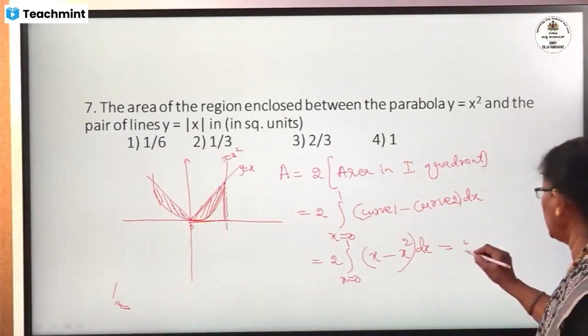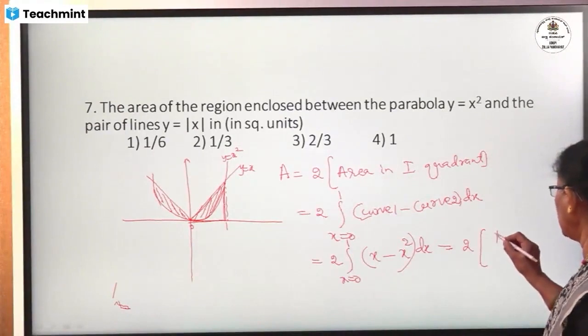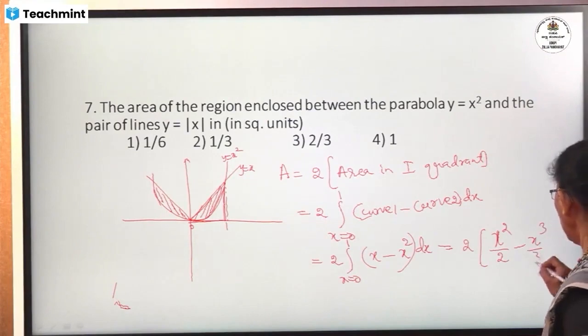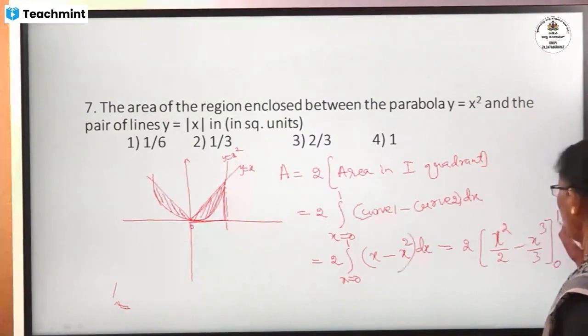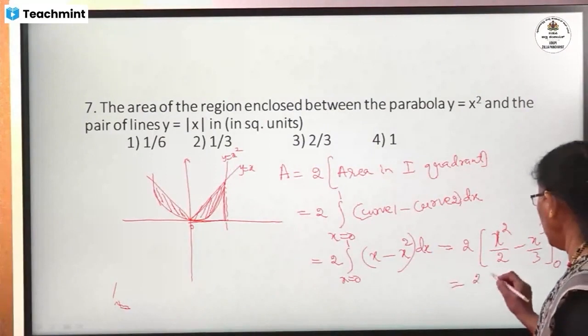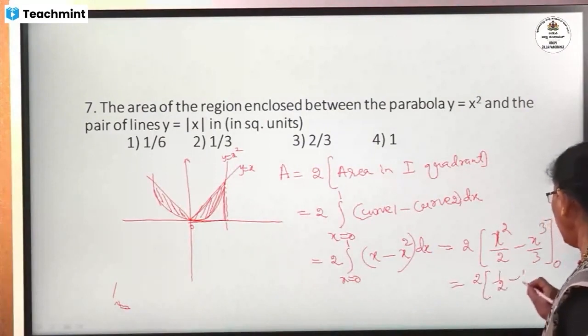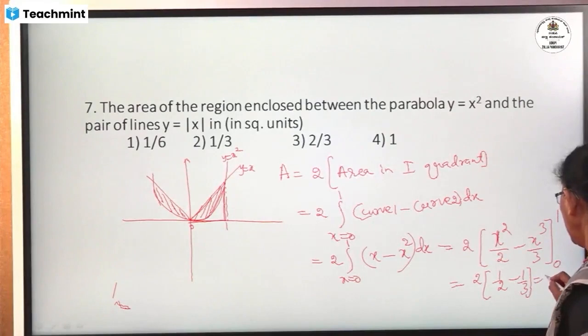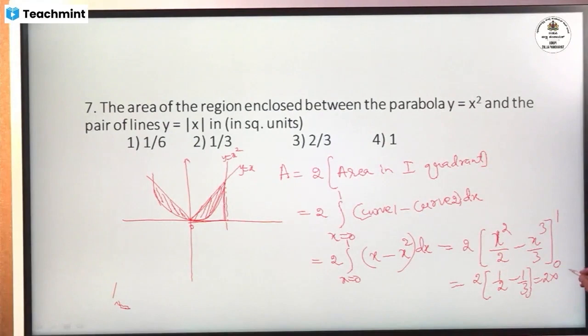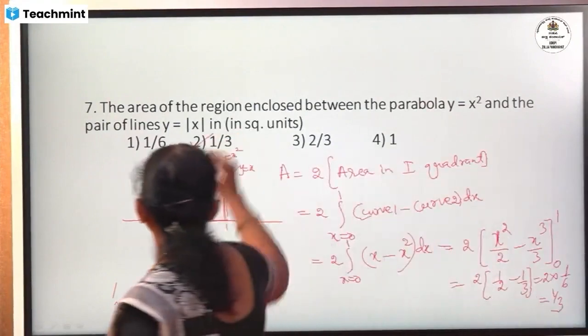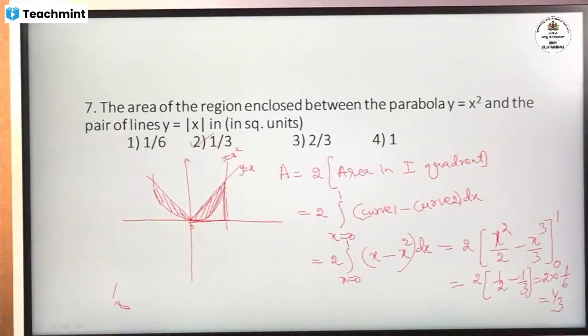So this is 2 into integral of x is x squared by 2. X squared is x cubed by 3 from 0 to 1. So what I get is 2 into half minus 1 by 3. That is 2 into 1 by 2 minus 1 by 3 will be 1 by 6. So the area is 1 by 3. That is the second option. Okay. Let's go for the next question.